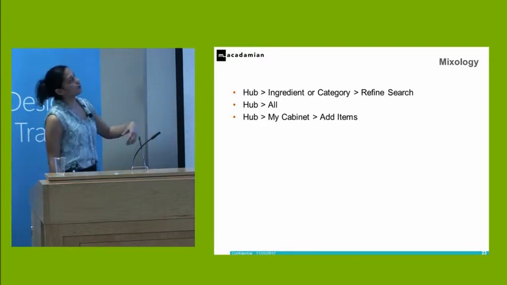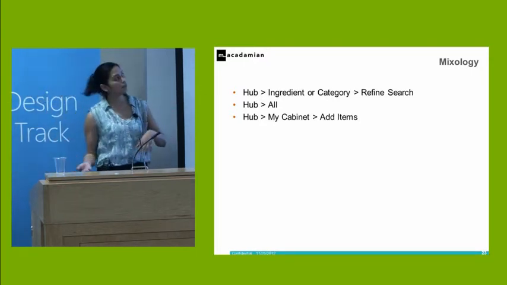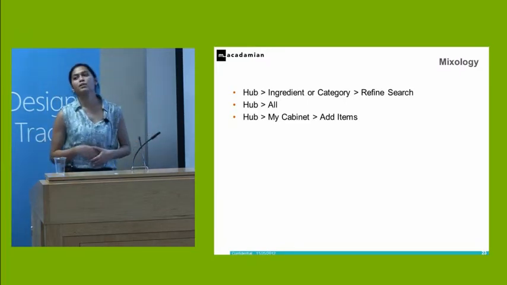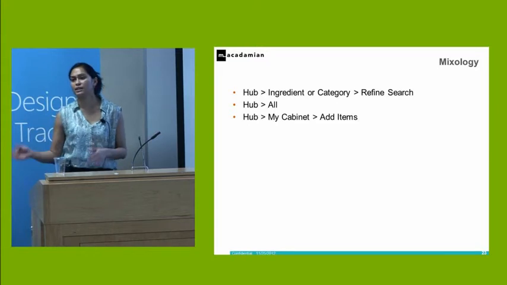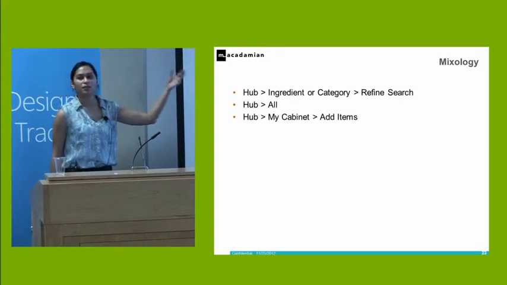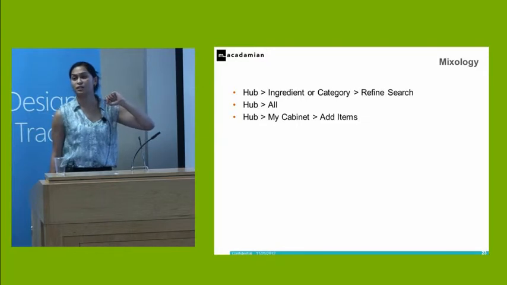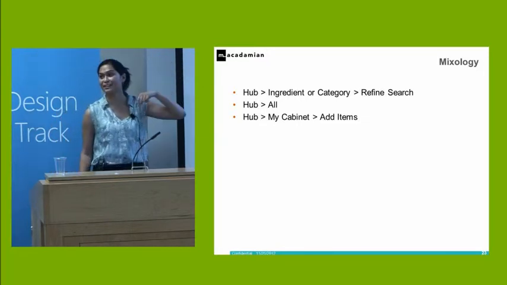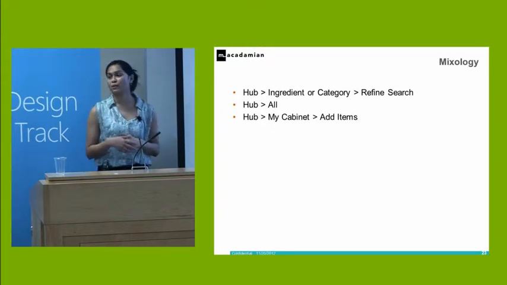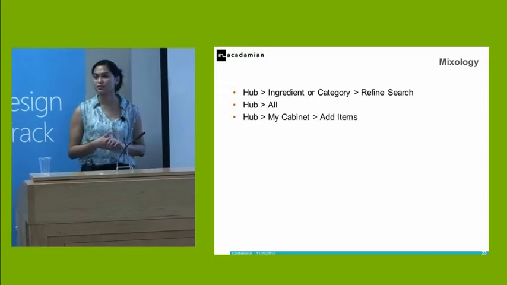They would be at the hub, they would choose an ingredient or a category, and then they would refine their search. They would be at the hub, they might want to search all the drinks because they know its name. They were at the hub, they want to know some drink that's actually possible for them to make right now, so they go to their cabinet. They set up their cabinet, or it's already set up. And so they add items or remove items.